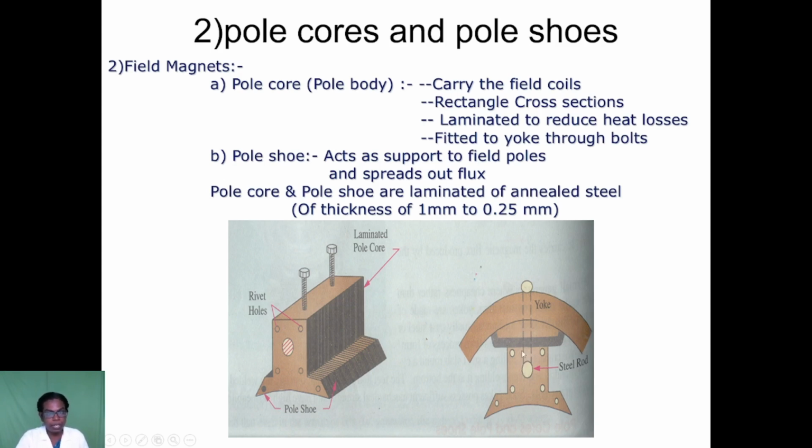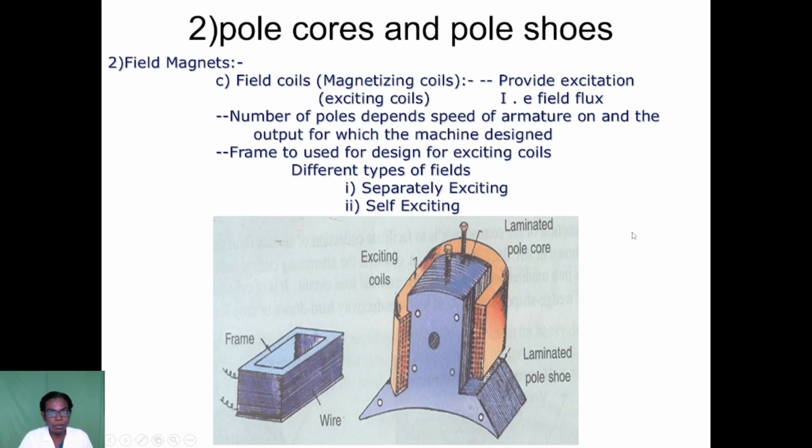So the pole shoe acts as a support to the field pole and spreads out the flux. The main thing is to spread out the flux, and the thickness is 1 millimeter to 0.25 millimeter.